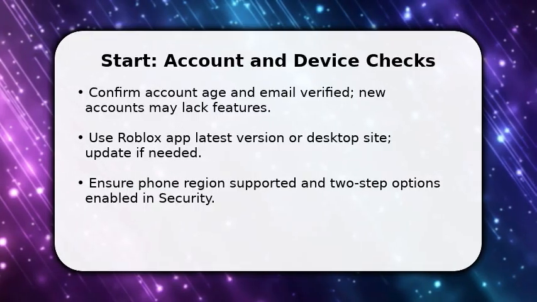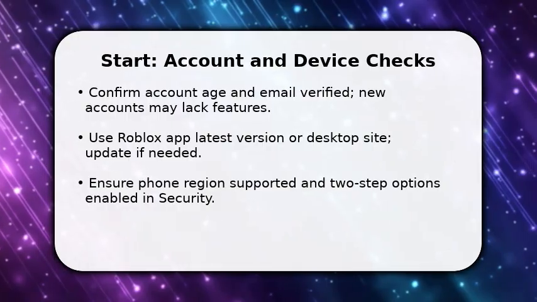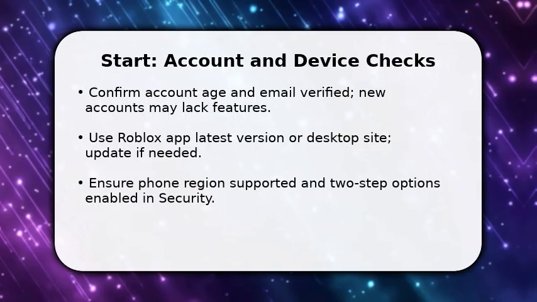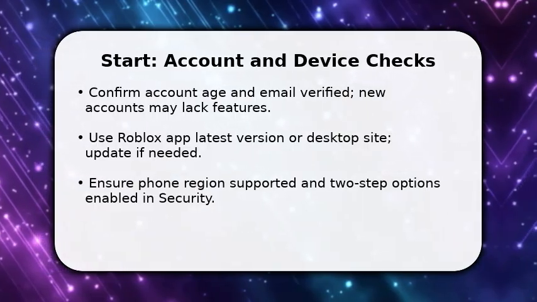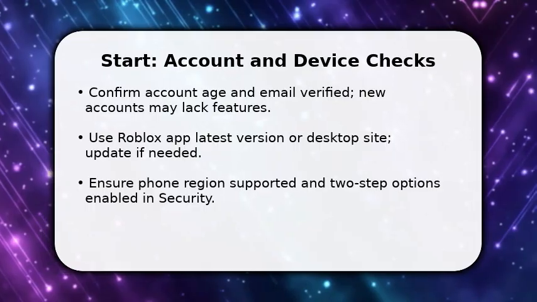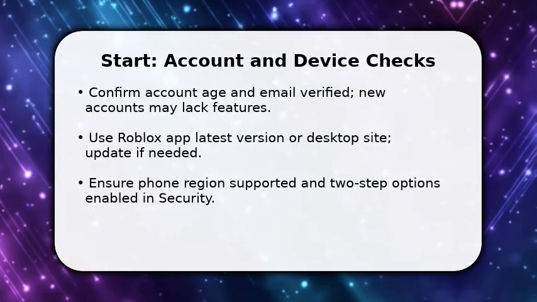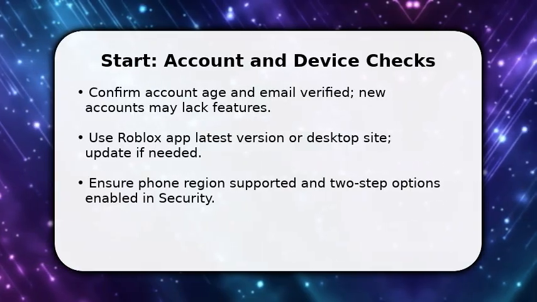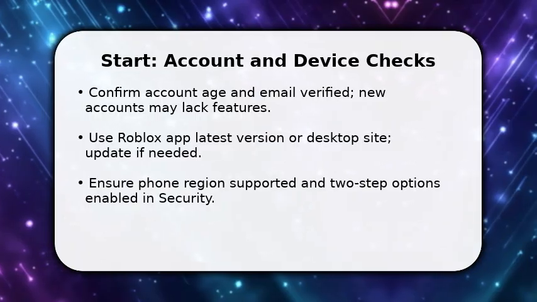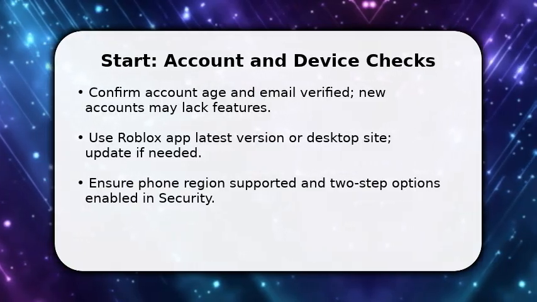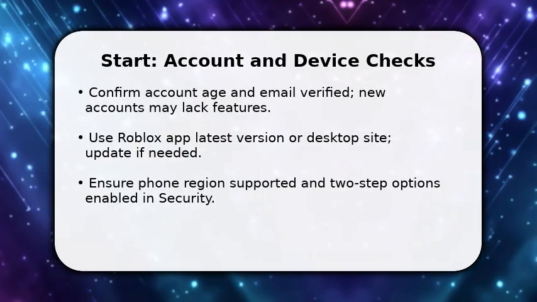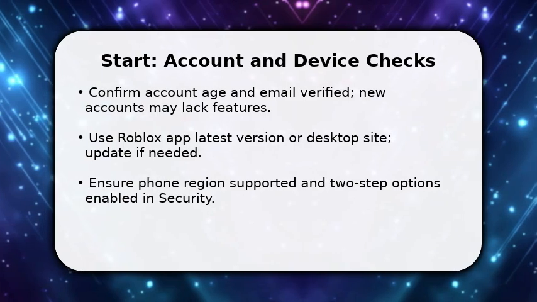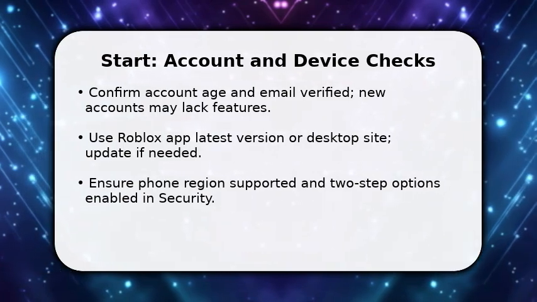You start by confirming prerequisites. Verify your email and ensure the account isn't brand new, because Roblox limits features for very new accounts. Once done, update the Roblox app or use the desktop site to avoid outdated UI quirks. Make sure your device's region settings match your phone number country, and open Settings Security to check two-step options exist. These checks stop false missing options and prepare you to add a number immediately without wasting time on basic troubleshooting.